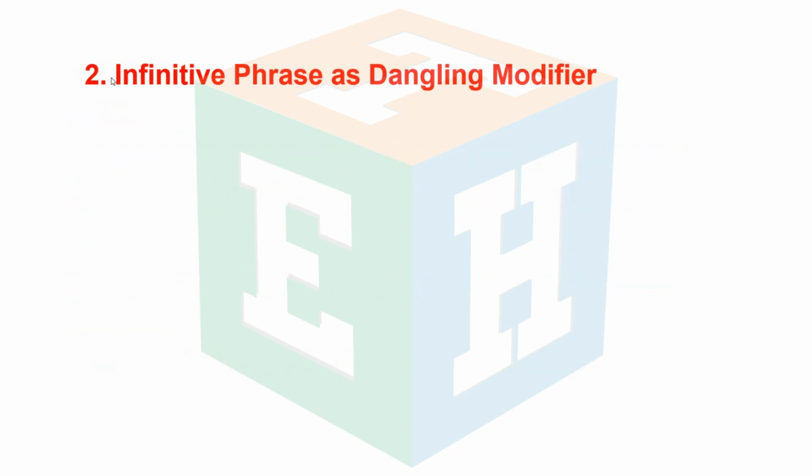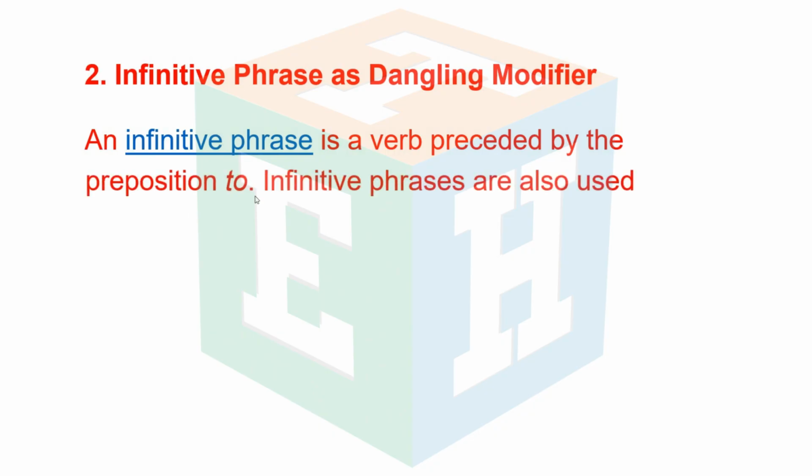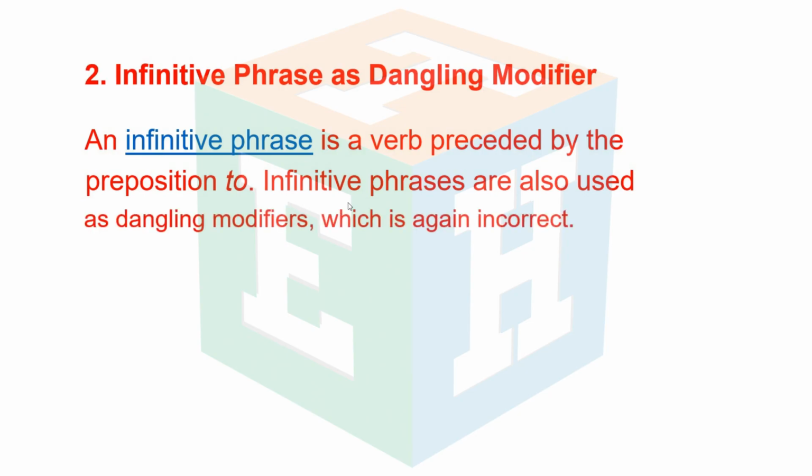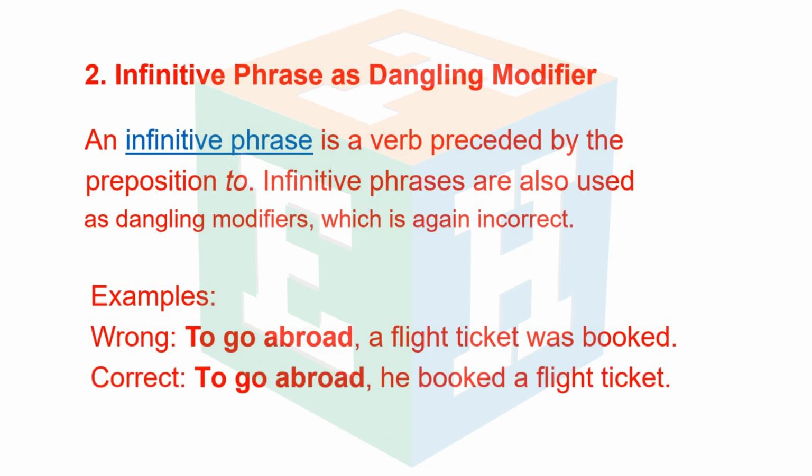Number 2, infinitive phrase as dangling modifier. An infinitive phrase is a verb preceded by the preposition to. Infinitive phrases are also used as dangling modifiers, which is again incorrect. Examples: this is wrong. To go abroad, a flight ticket was booked. Correct. To go abroad, he booked a flight ticket.